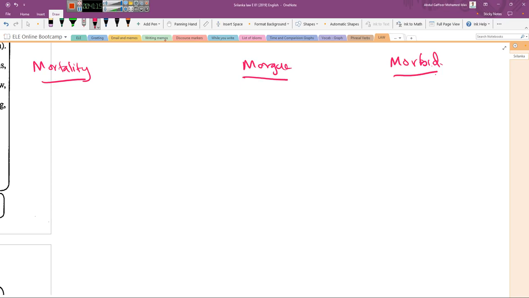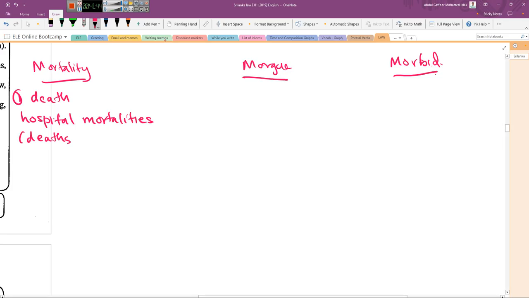So mortality rate means death rate, but the word mortality has three meanings. Now the first meaning, the technical meaning, is death, right? So hospital mortalities. So the first meaning is death. Hospital mortalities, right? So this is nothing but the deaths occurring in the hospital, right?